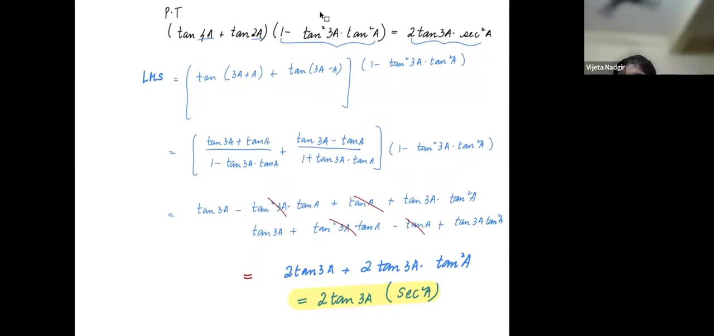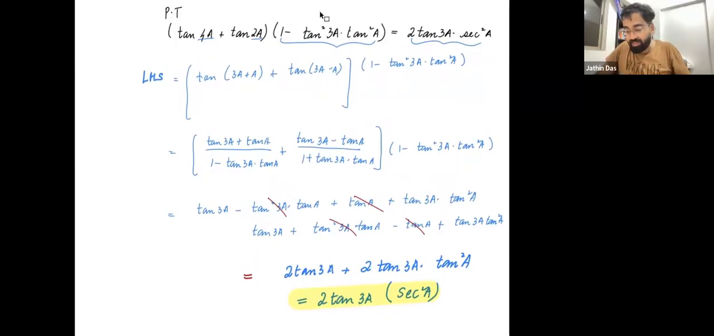Done. Now listen very carefully to the next one. It's a very important topic: conditional identities. So before teaching conditional identities, see, sine of a plus b plus c, and in the notes I've written this formula, sine and cos this. But it is not necessary to memorize it.